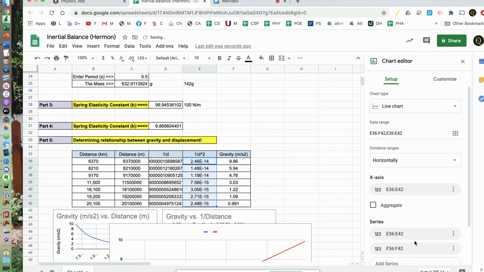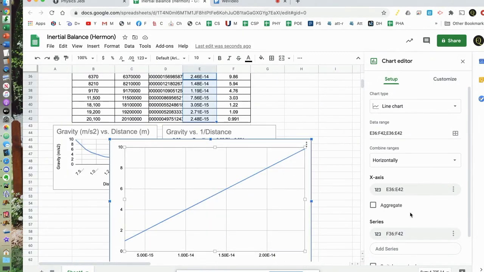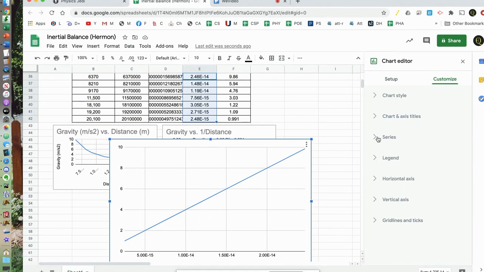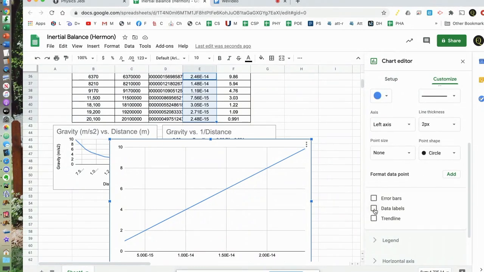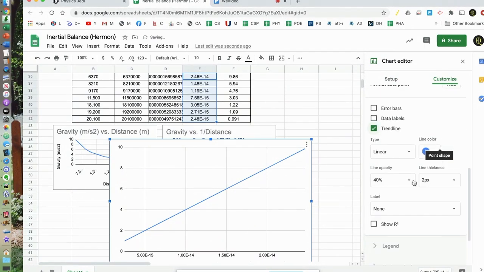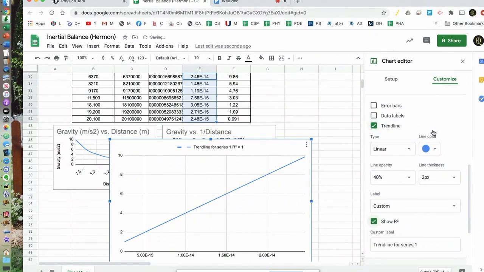Okay. And then for our series, we can edit one of these. Well, let's just remove one of those. And yeah, this one's right. F36 to F42. That's good. That's what we wanted. So what do we got? What does it look like? Look at that. Looks pretty straight. Let's check it. Series, trend line, r squared value, and it's 1. R squared value is 1.